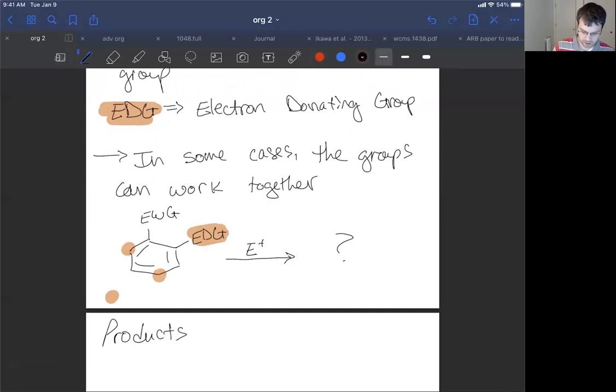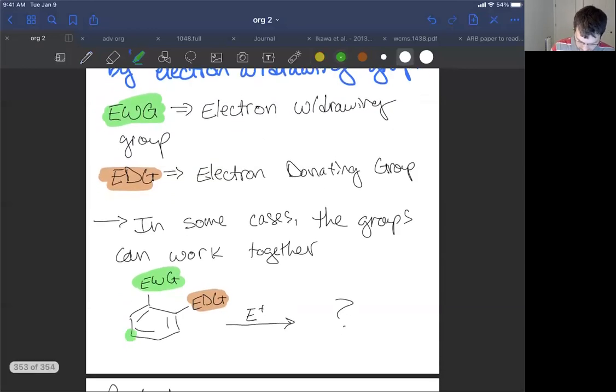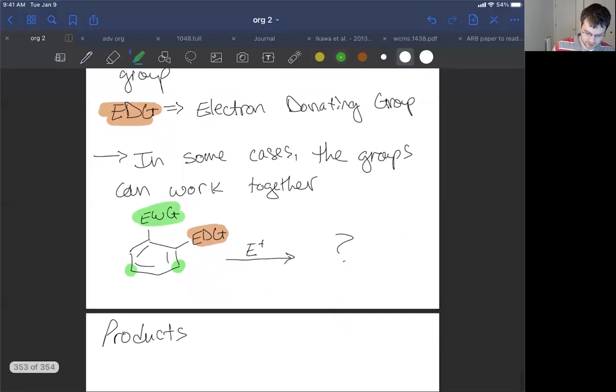Or excuse me, I have this backwards. I'm sorry, I just labeled the wrong thing. I just have my colors backwards. Okay, there's the electron withdrawing group. Sorry about that. Okay, so these colors are meta to the electron withdrawing group.